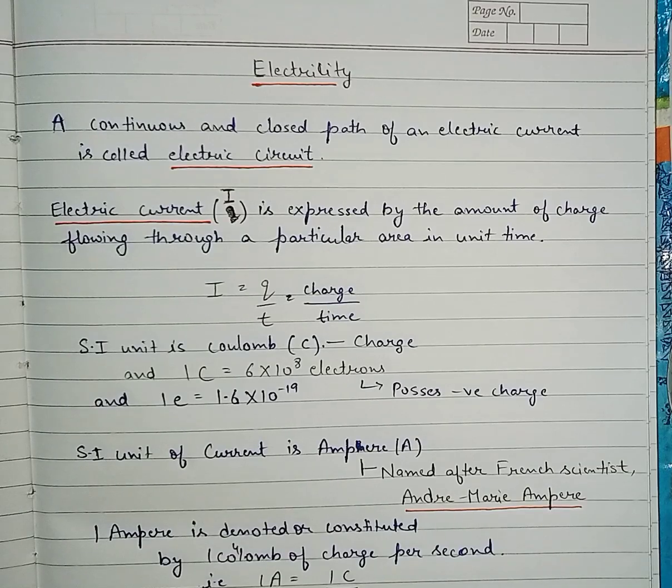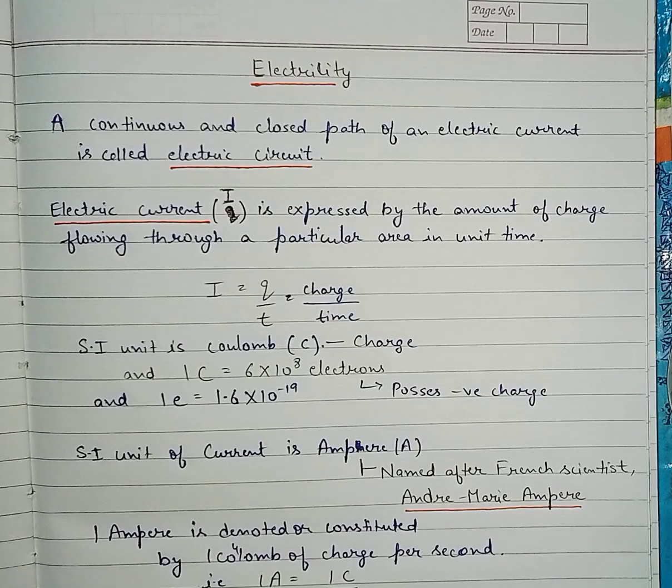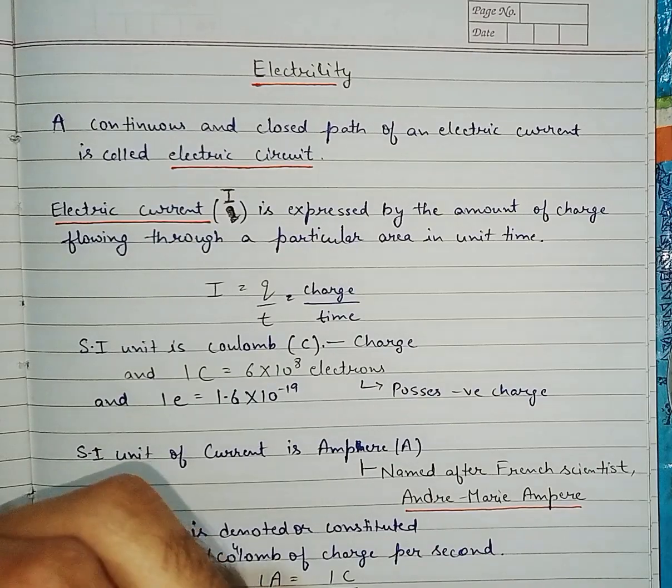Here are some important points on electricity, class 10th NCERT chapter. So let's start. A continuous and closed path of an electric current is called an electric circuit.